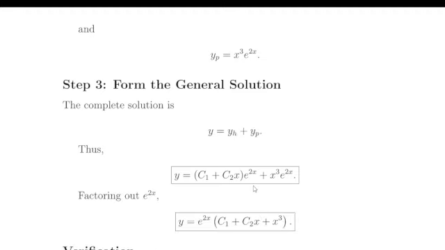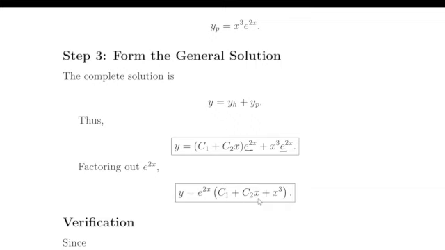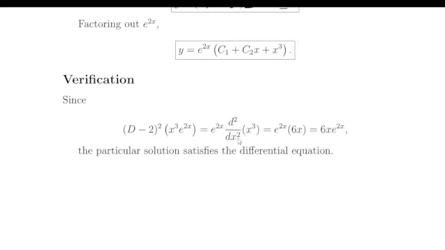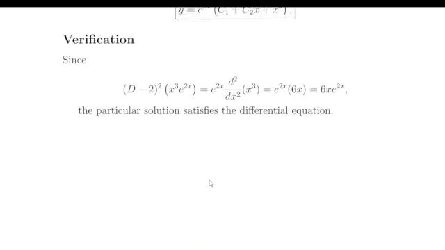And now we can combine the solution. The homogeneous solution was the quantity c1 plus c2x times e to the 2x, and the particular solution was x cubed times e to the 2x. And we can factor out e to the 2x from both of these and have c1 plus c2x plus x cubed inside. So if you want, you can verify the solution, but that is the final answer.